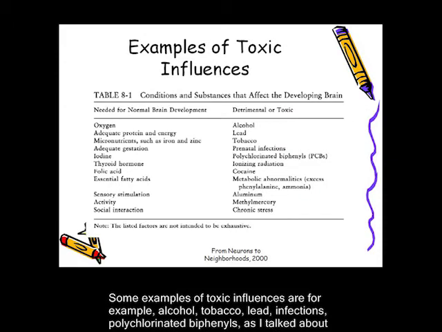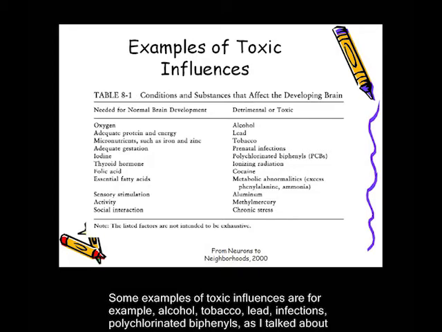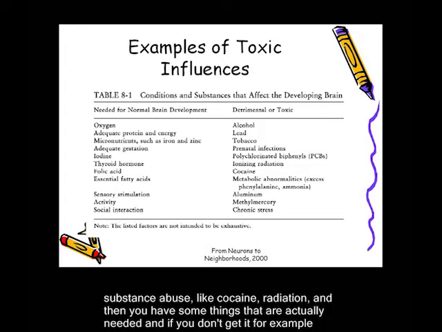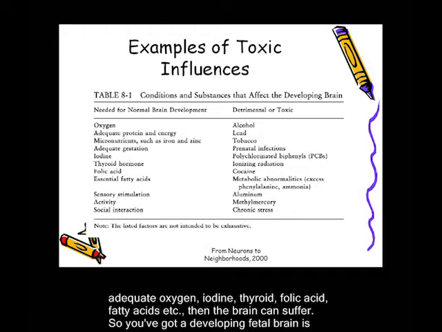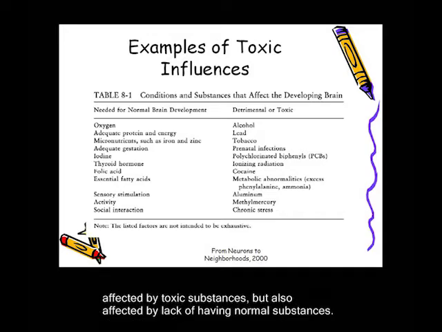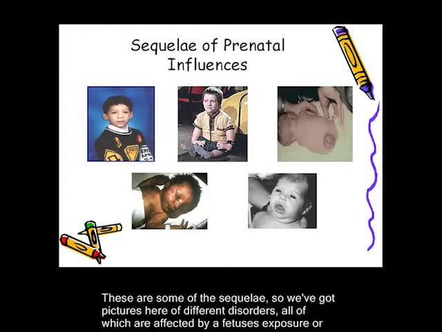alcohol, tobacco, lead, infections, polychlorinated biphenyls, as I talked about, substances of abuse like cocaine, radiation, and then you've got some things that are actually needed, and if we don't get them, for example, adequate oxygen, iodine, thyroid, folic acid, fatty acids, etc., then the brain can suffer. So you've got a developing fetal brain that's affected by toxic substances, but also affected by lack of having normal substances. These are some of the sequelae.